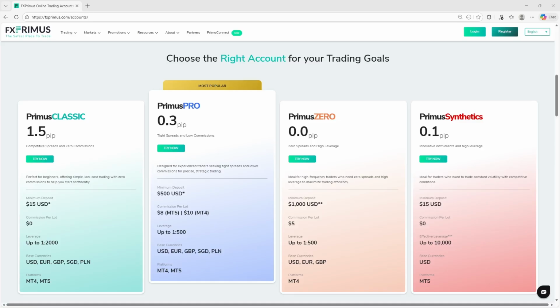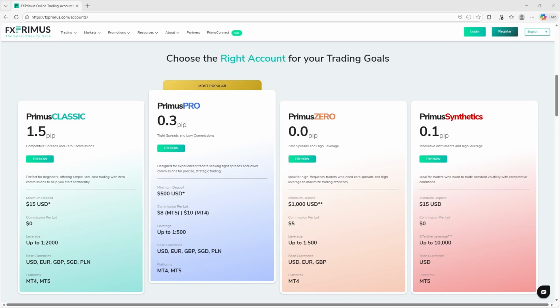The Pro account tightens spreads significantly, often around sub-pip levels, but introduces a fixed commission per lot depending on platform choice. This pricing structure targets experienced traders who want more predictable execution costs and tighter bid-ask pricing for intraday or swing trading. The Zero account pushes spreads down to zero on major instruments, but offsets that with a per-lot commission, making it more suitable for scalpers or high-frequency traders who prioritize spread compression over simplicity.